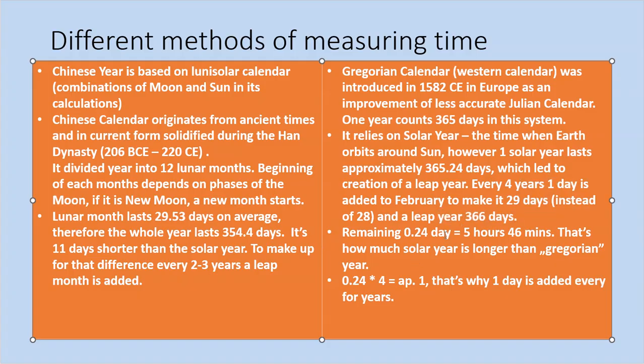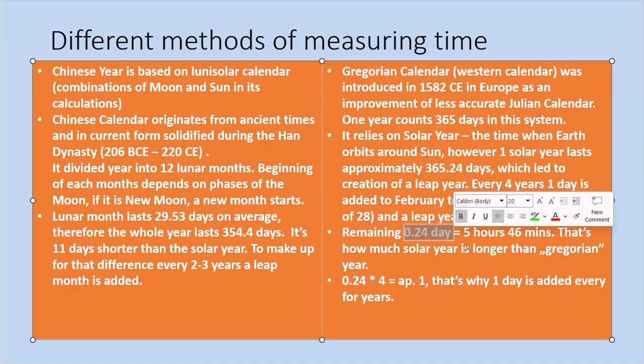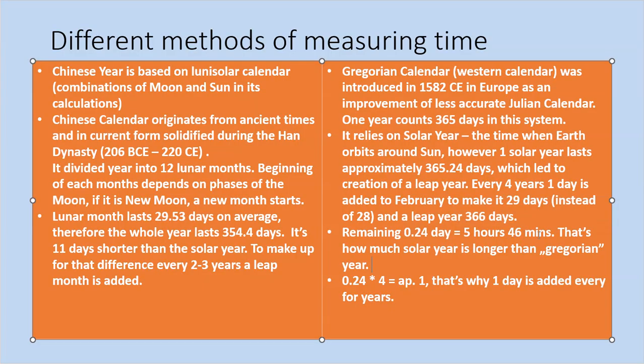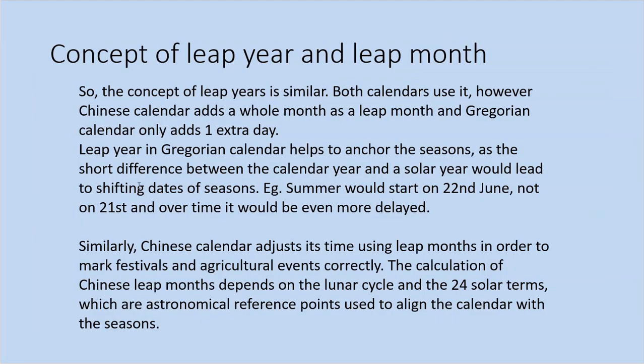The remaining 0.24 day, this period of the day which is longer in a solar year, equals 5 hours 46 minutes. So solar year is 5 hours 46 minutes longer. That's how much solar year is longer than Gregorian year. 0.24 times 4 is approximately 1. That's why 1 day is added every 4 years.